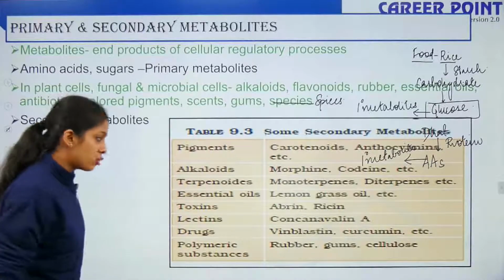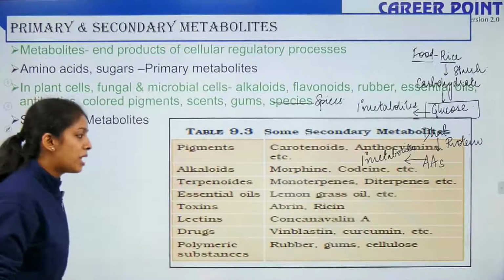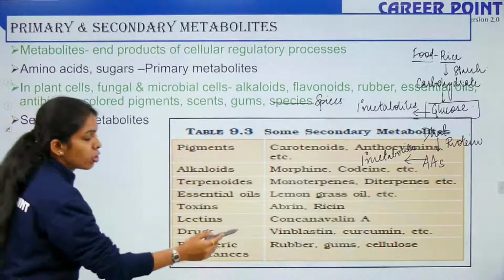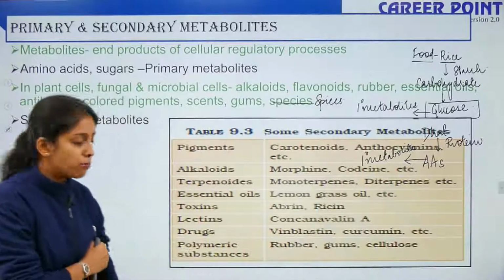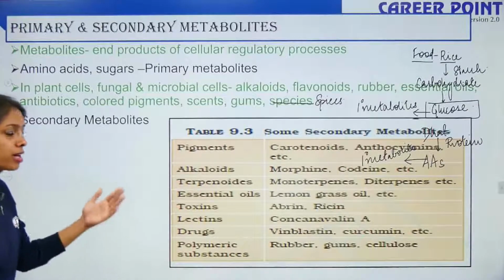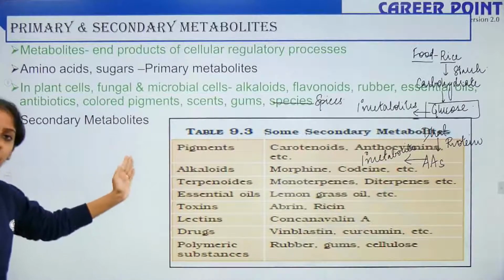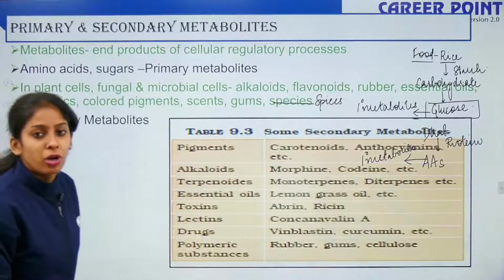Toxins, abrin, ricin. Lectins, concanavalin A. Drugs, vinblastine, curcumin. So curcumin is present in your turmeric, right? So that is a very important compound. Polymeric substances like your rubber, gum, cellulose, some of these are commercially exploited, but they are still secondary metabolites. Okay, is it clear? Yes?